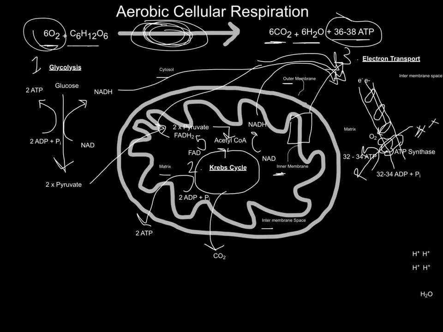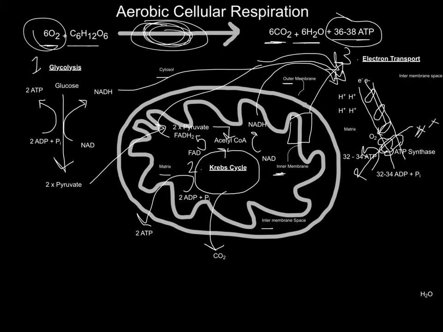So NADH and FADH2 have dropped off their electrons. The electrons have entered the electron transport chain. You should also remember that NADH and FADH2 were carrying hydrogen ions, and they dropped the hydrogen ions off in the mitochondrial matrix, just beside the inner membrane.